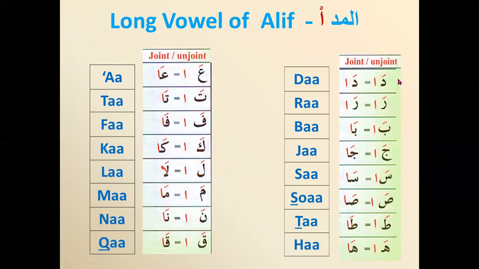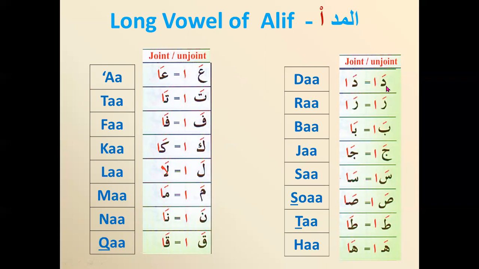Now, this is the example of mad bil alif. As you can see, we have here unjoined letters, meaning to say the two letters are not joined together. And once you join them, this will be their shapes.